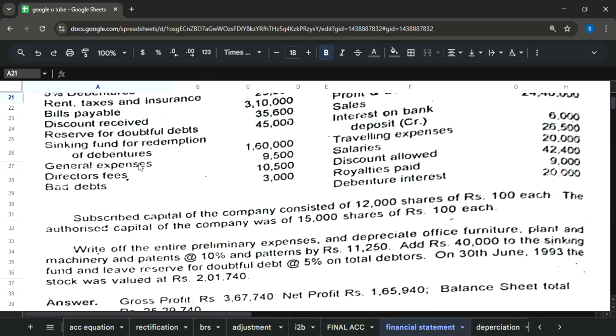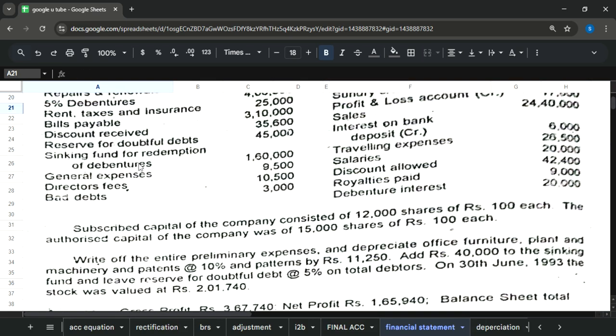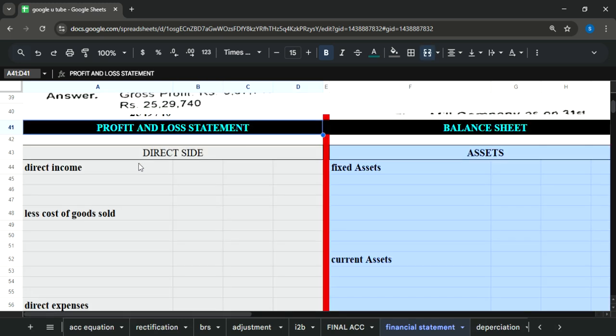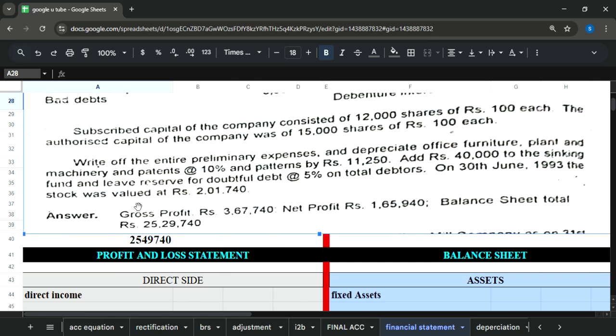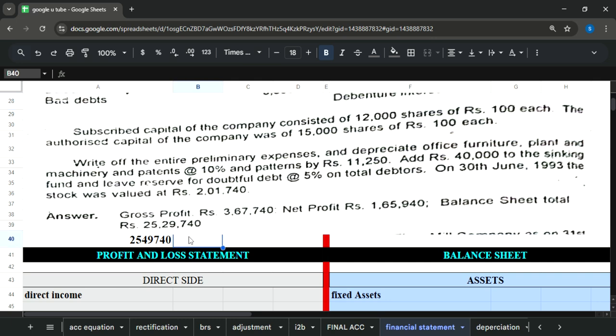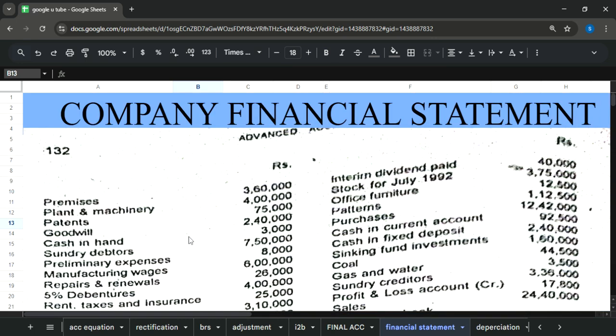The second thing I am willing to inform is about this answer. The answer mentioned in the book is 2529740, but the actual answer is 2549740. The chapter we are related with is financial statements, but this is for the company. So finally, we are with company financial statements.